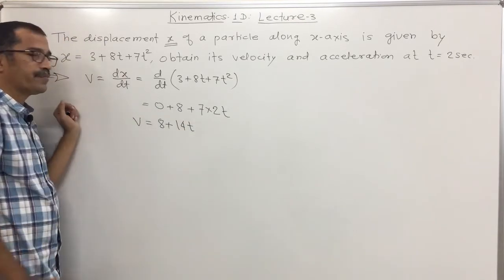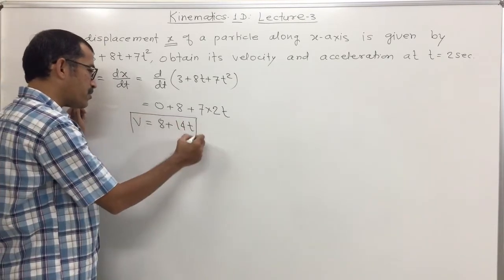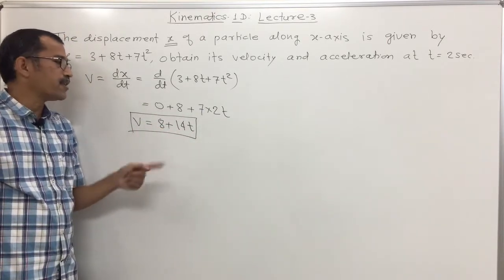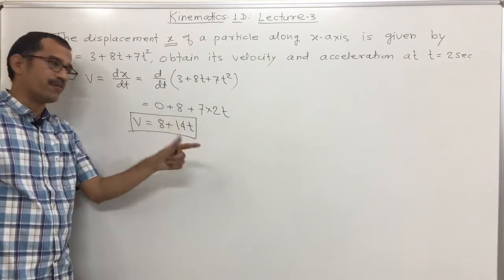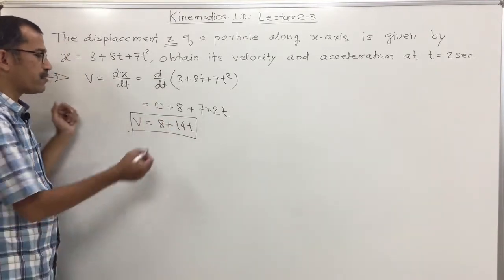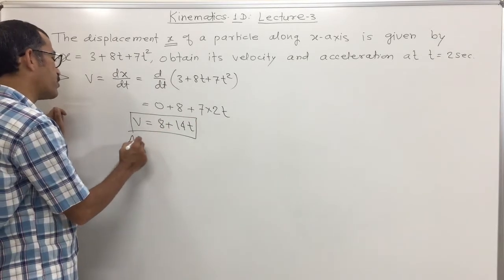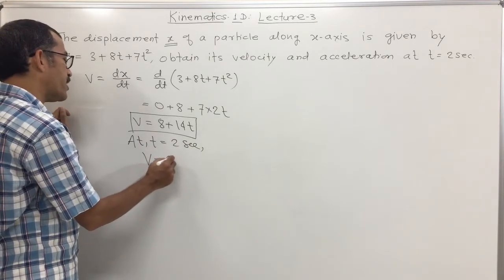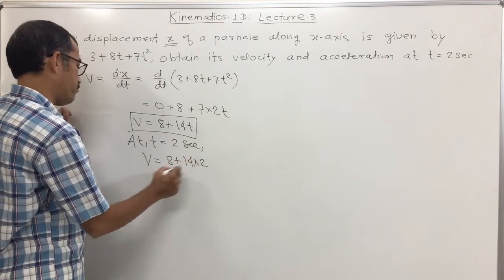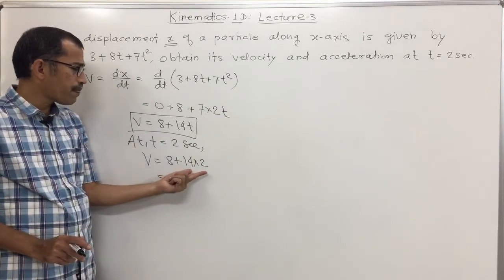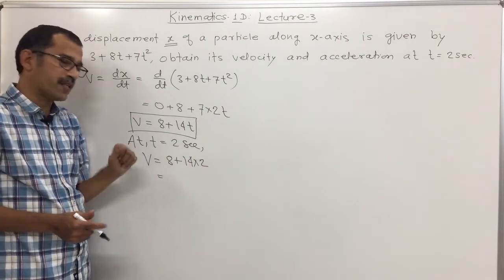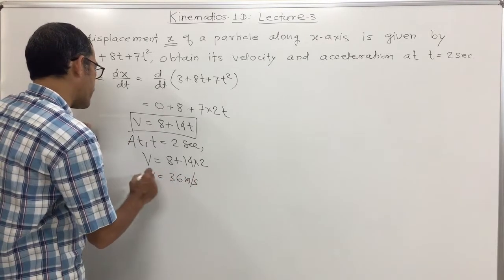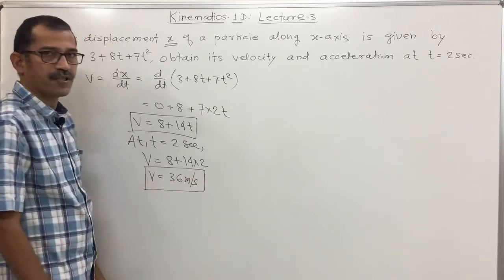This is the velocity. But this velocity now depends on time t. If we substitute t equal to 1 second, we will get some value of velocity. At 2 seconds, velocity is different. At 3 seconds, velocity is different. But what is asked is at 2 seconds. So simply substitute here, at t equal to 2 seconds: v equal to 8 plus 14 into 2. 14 into 2 is how much? 28. 28 plus 8, 36. So this is 36 meters per second.